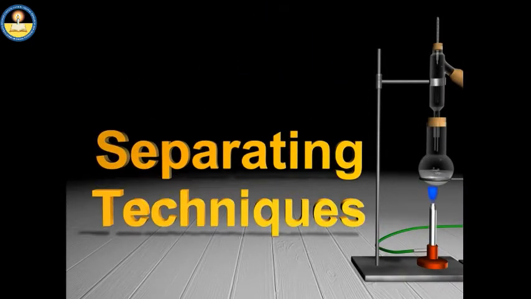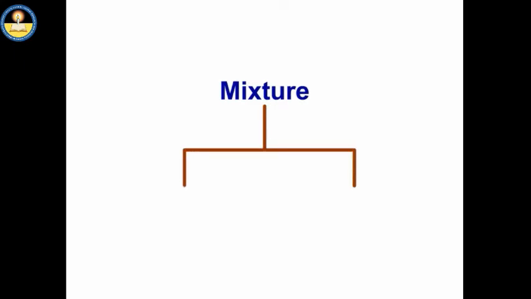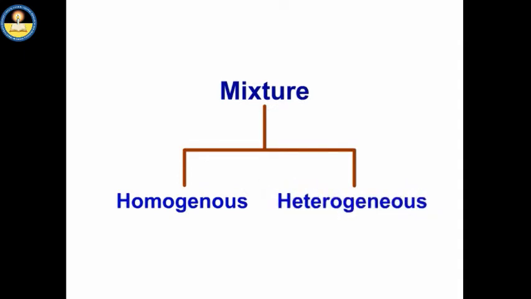Separating techniques. Matter exists in the form of mixtures. A mixture is made by mixing two or more pure substances. There are two types of mixtures, homogeneous and heterogeneous. We can separate the two mixtures by different physical processes.